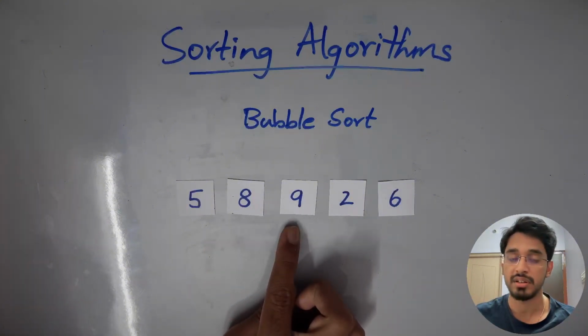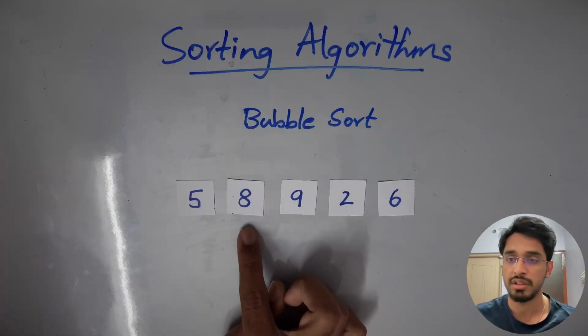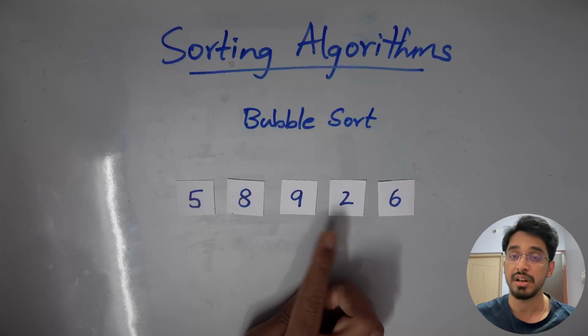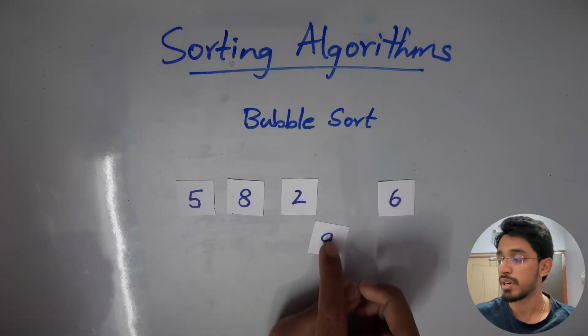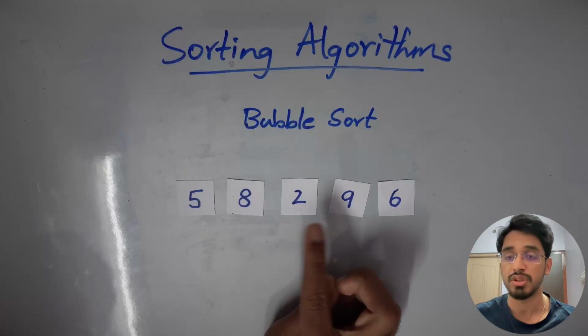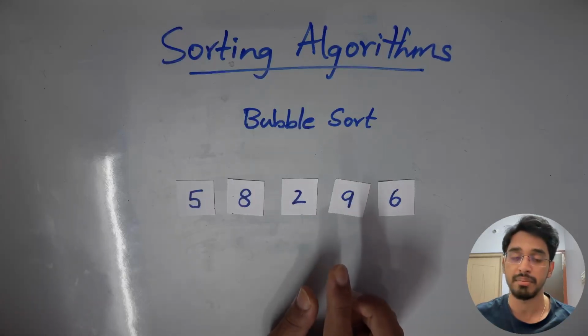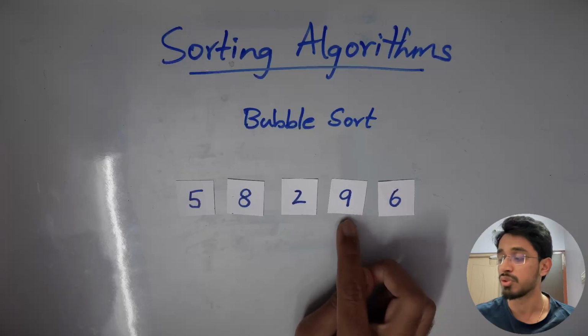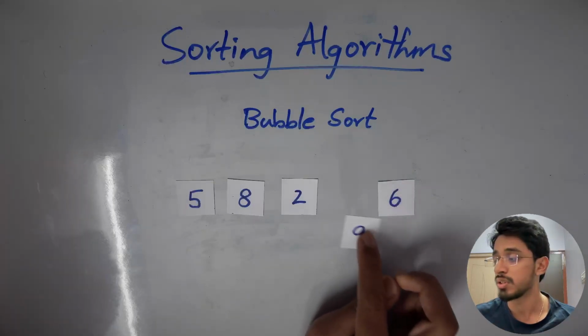Then we go to the next 2 numbers, that is 8 and 9. Now we see that 9 is greater than 8, so we do not do the swapping there. Then we go to the next 2 numbers, 9 and 2. Now we see that 9 is greater than 2, so we swap the 2 and 9 values. If the next number is lesser than the previous one, then we swap, otherwise we let them be in their own place. Now 9 and 6, which one is greater? 9, right? So we do the swapping.